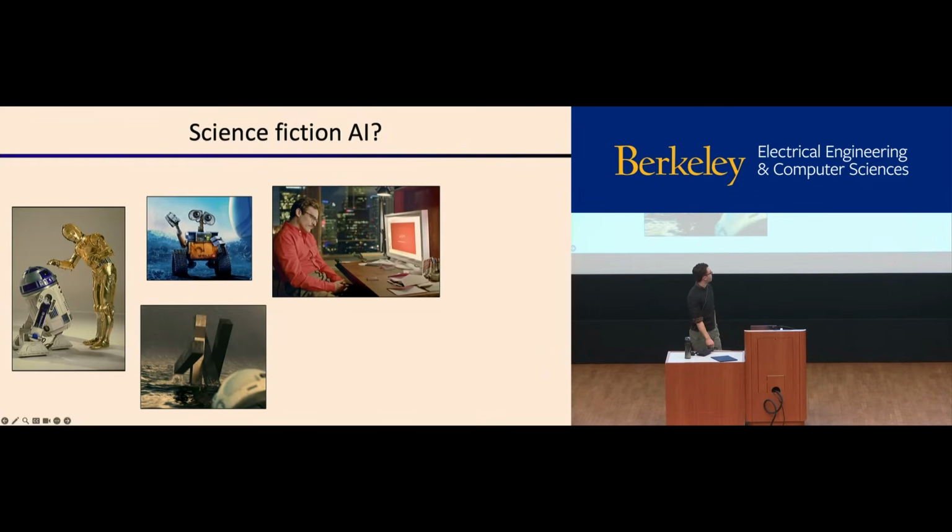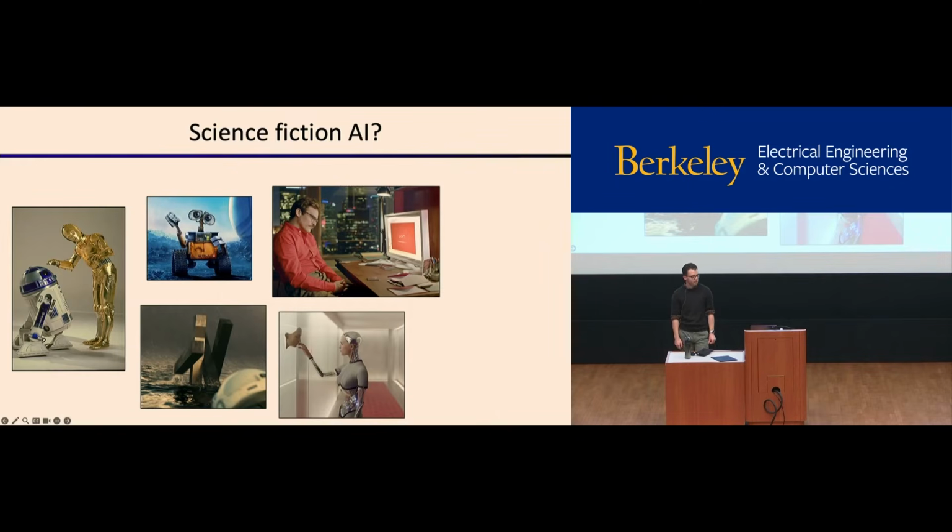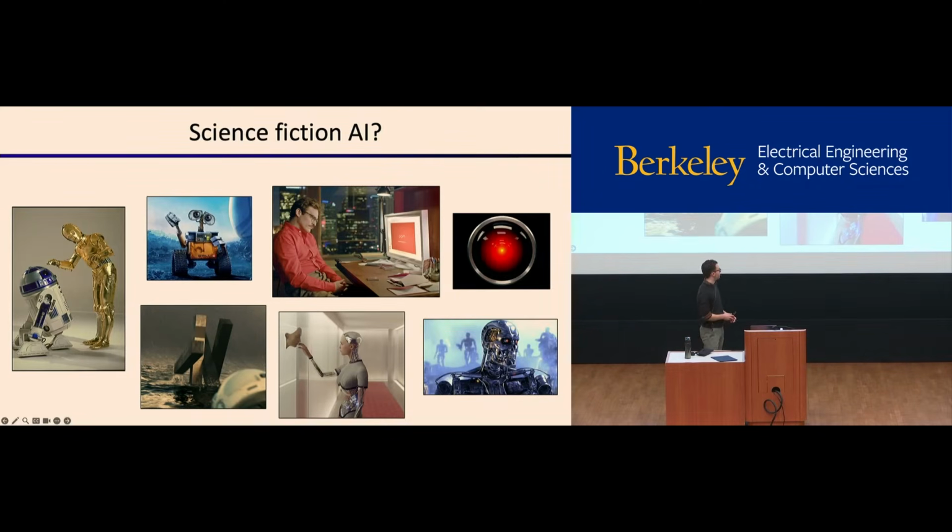There's this one, the operating system Samantha from Her. There's Ava from Ex Machina. And then we kind of get darker and darker, right? There's HAL 9000 from 2001, and then there's the Terminator T-800 from the Terminator movies. A range here, right? Sort of good guys, bad guys.